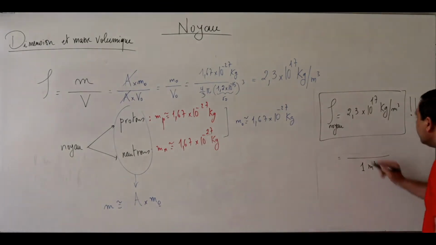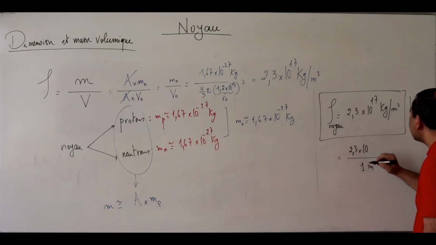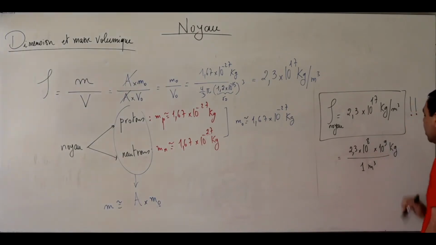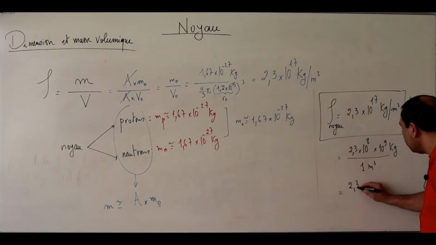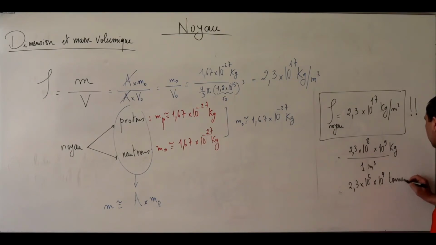In 1 cubic meter, we find 2.3 times 10 exponent 8 times 10 exponent 9 kilograms. This equals 2.3 times 10 exponent 5 times 10 exponent 9 tons. We divide by 1000 when converting from kilogram to ton.